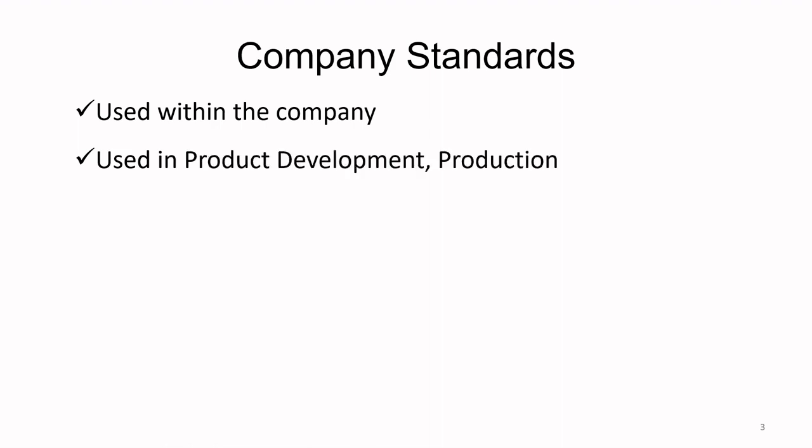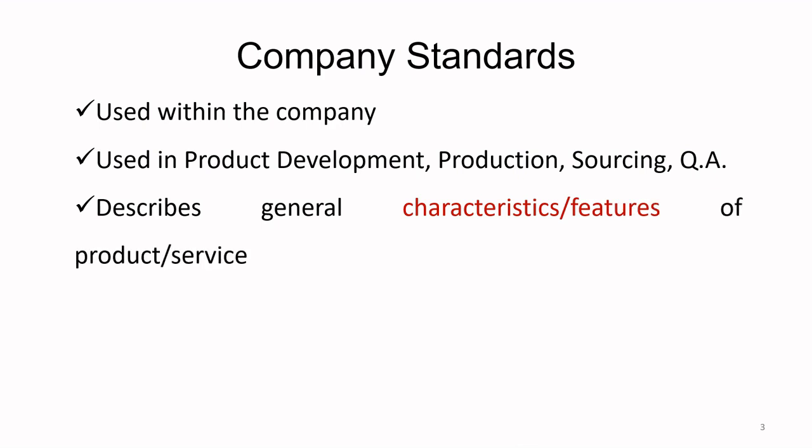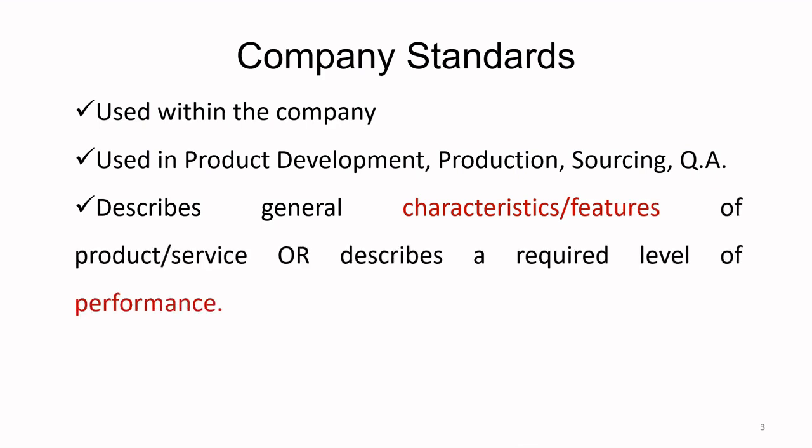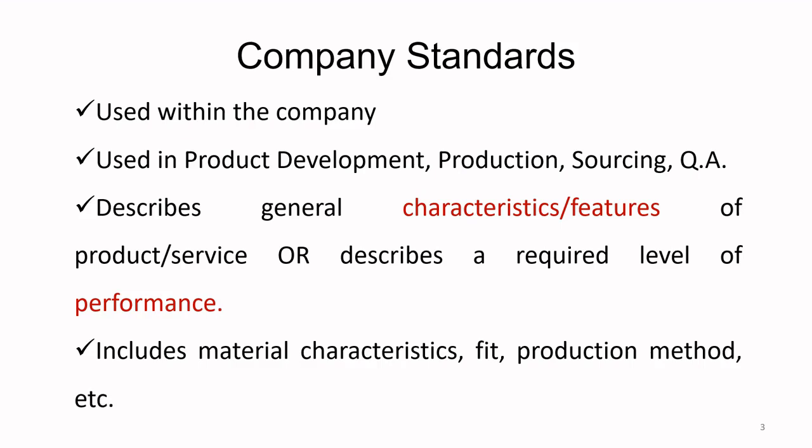Now, what are company standards? It is used within the company, not used by the entire industry. It is some standard that you develop within your own organization, and it has been doing pretty well for you. These standards can be used in product development or production or sourcing or quality assurance. The company standards describe general characteristics or features of a product or service, or describe the required level of performance. And it includes material characteristics, fit, production method, etc.